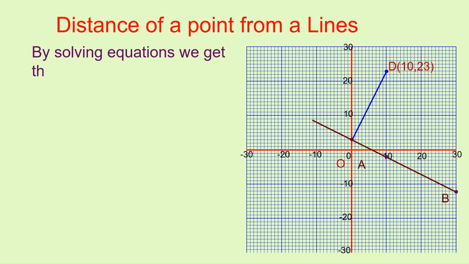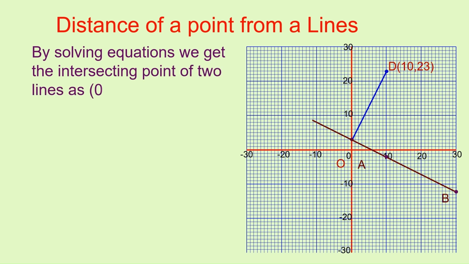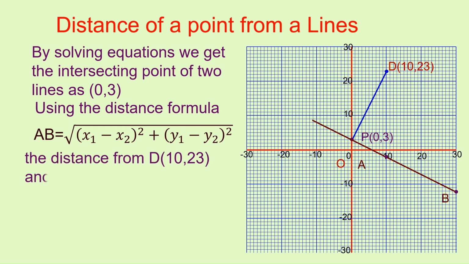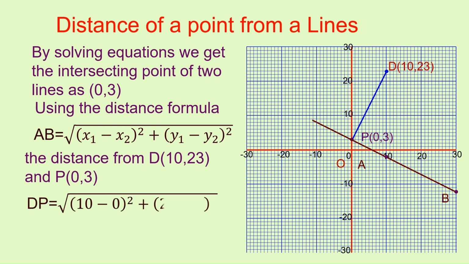By solving the equations, we get the intersecting point of the two lines as 0, 3. Using the distance formula, AB equals square root of x1 minus x2 whole squared plus y1 minus y2 whole squared. The distance between D, 10, 23, and P, 0, 3, is calculated: DP equals square root of 100 plus 400 equals 22.36.